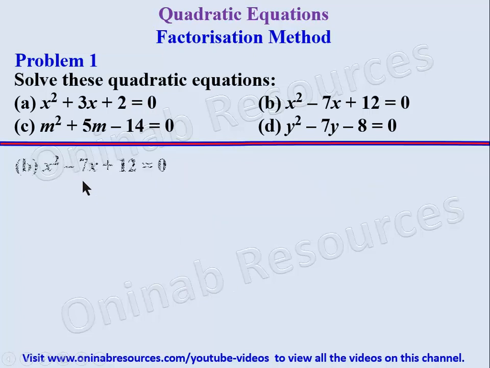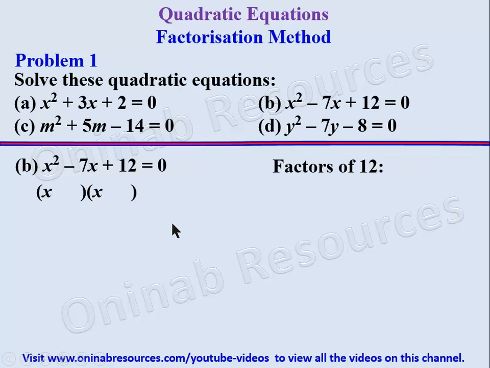So we go to problem 1b. Also, we should note that the coefficient of x squared is still 1. Therefore, our concern is on the constant term. So we get our brackets opened. Then we are looking for two factors of 12.